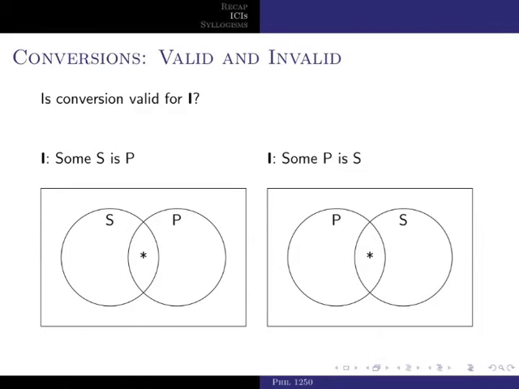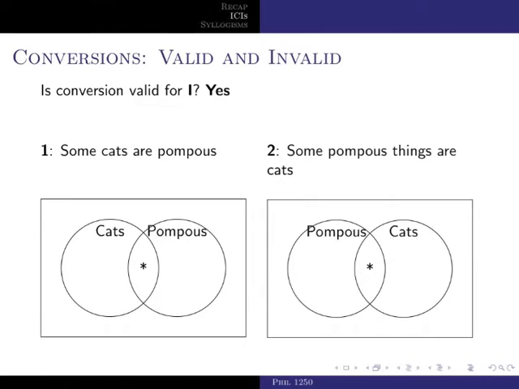The converse of some S is P is some P is S. And the Venn diagram is exactly the same. We're saying that there is at least one individual that is both P and S, right? And again, here we're putting an asterisk on area 2. So we can see that both I and its converse are true in exactly the same circumstances. So whenever I is true, then its converse is going to be true as well. But this fits the definition of validity. Whenever the premise is true, the conclusion will be true as well. So conversion for I is indeed valid.